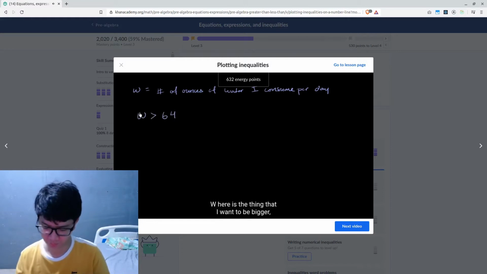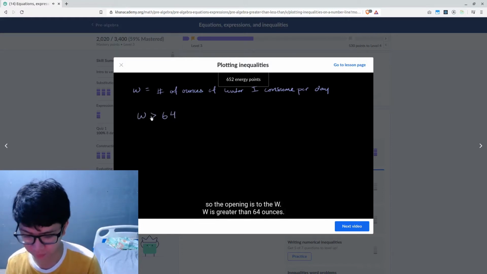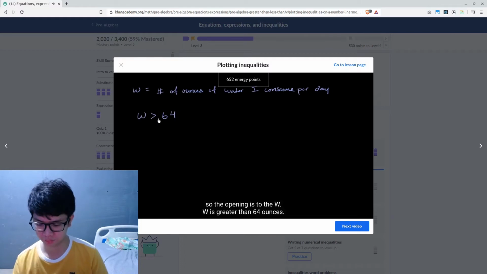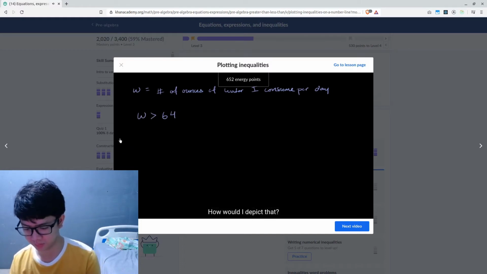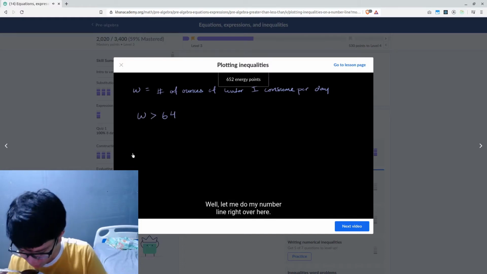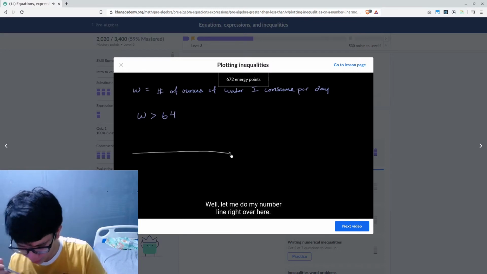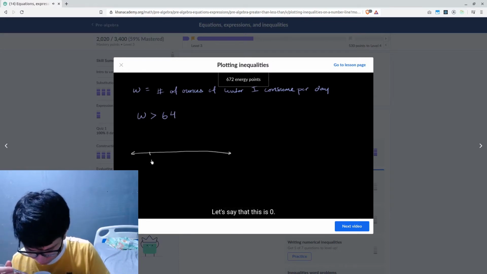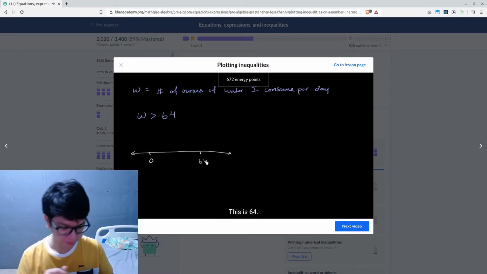So I always want W here, the thing that I want to be bigger. W is greater than 64 ounces. So how would I depict that? Well, let me do my number line right over here. Let's say that this is 0, this is 64.